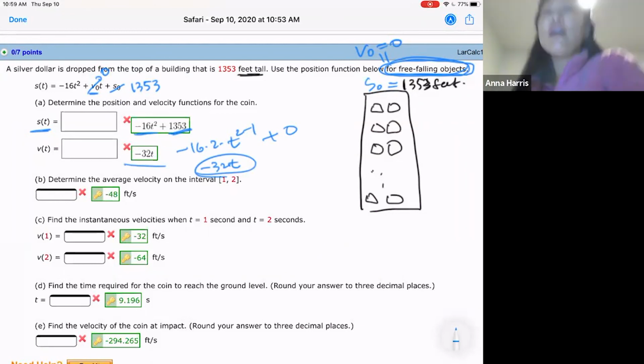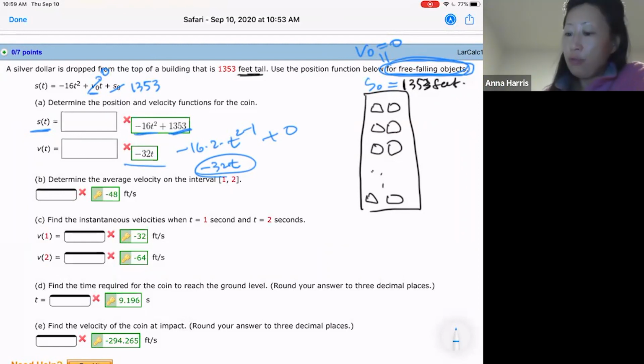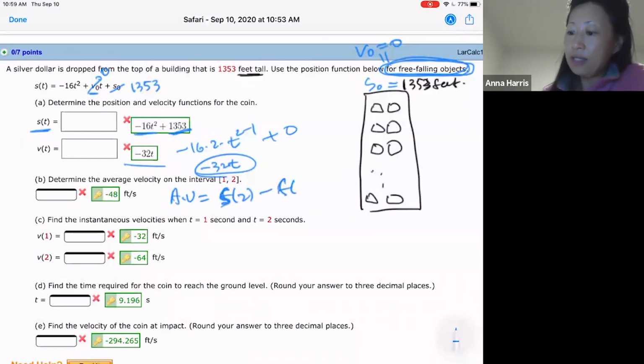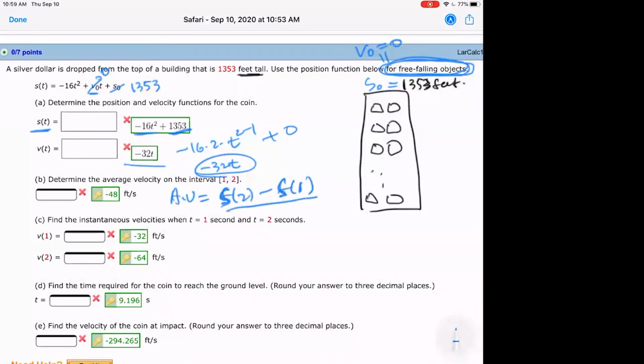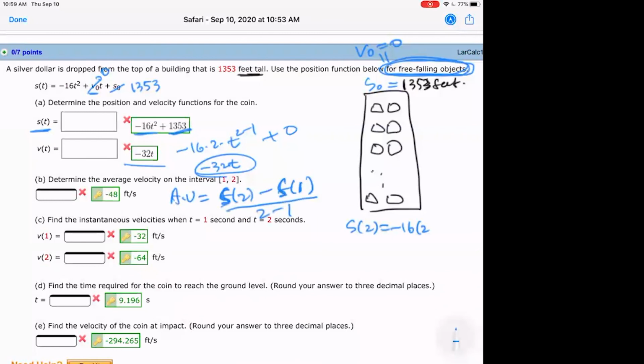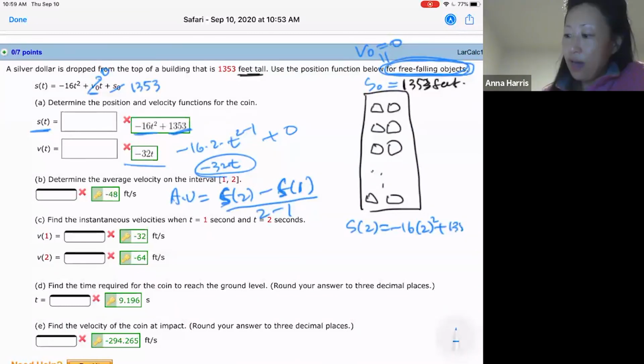Okay, next one. Determine the average velocity over the interval between 1 and 2. So we know how to do this one too, right? Average velocity, we learned, means what? In this case it's S: S sub 2 minus S sub 1. What's S sub 2? Let's figure it out. S sub 2 is equal to negative 16 plus 1353. What's that equal to?